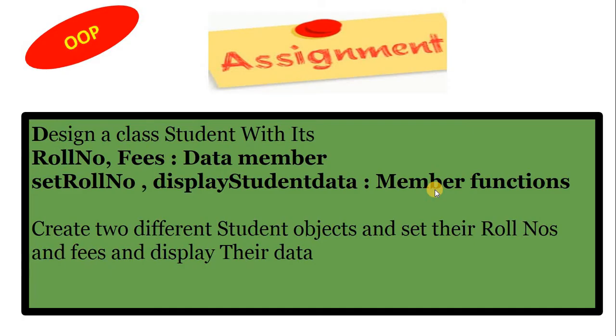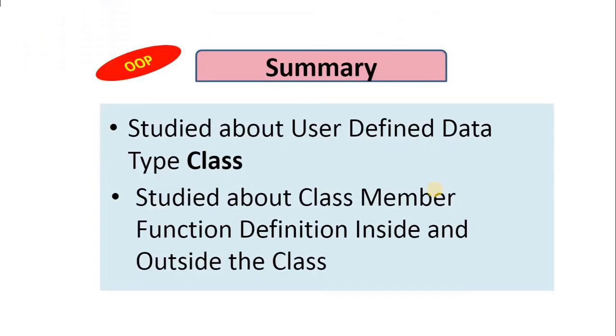You can try an assignment of designing a class student with roll number and fees as data members, and set roll number and display student data as member functions. So there are two member functions, set roll number and display student data, and two data members, roll number and fees. So create two different student objects and set their roll numbers and fees and display their data using a member function inside the class and a member function outside the class. So you take set roll number defined inside the class and display student data defined outside the class.